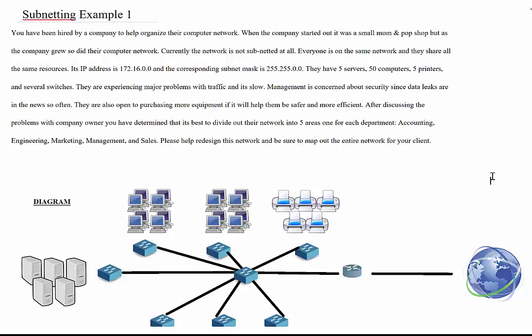They are experiencing major problems with traffic and it's often slow. Management is concerned about security since data leaks are in the news so often, and they are also open to purchasing more equipment if it will help them be safer and more efficient. After discussing the problems with the company owner, you have determined that it is best to divide out the network into 5 areas, one for each department: accounting, engineering, marketing, management, and sales. Please help redesign this network and be sure to map out the entire network for your client.